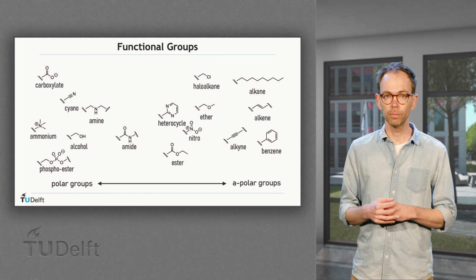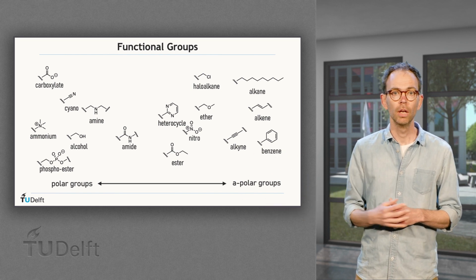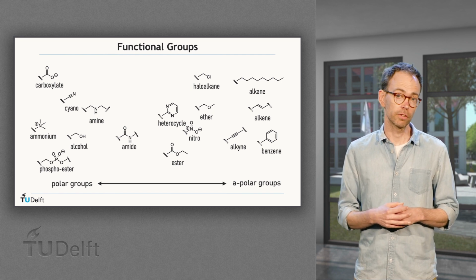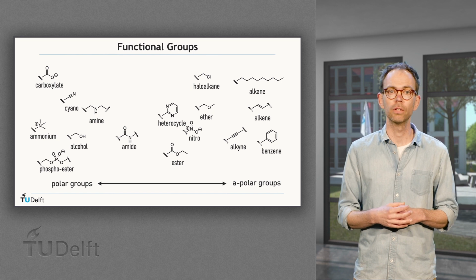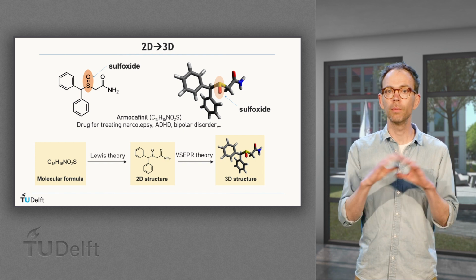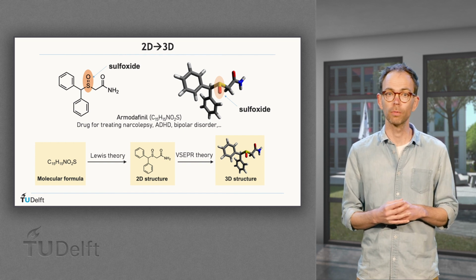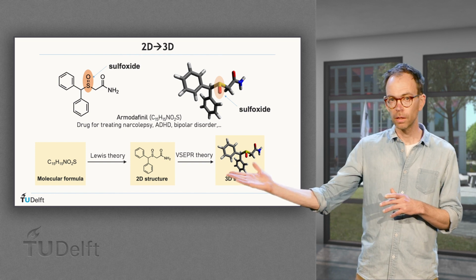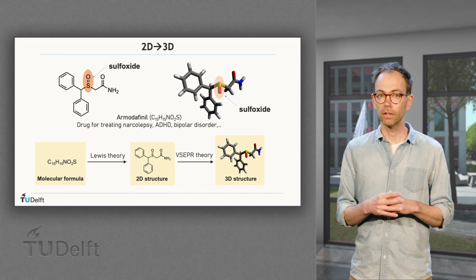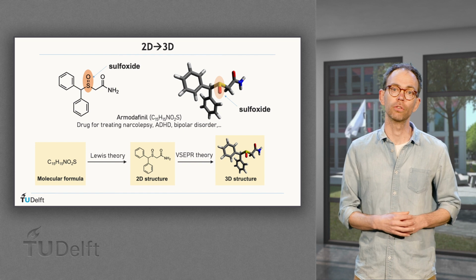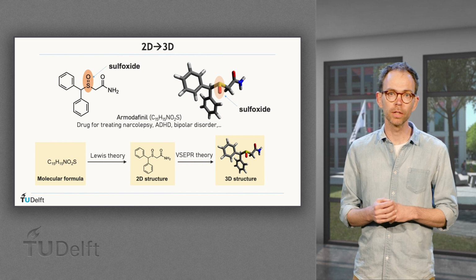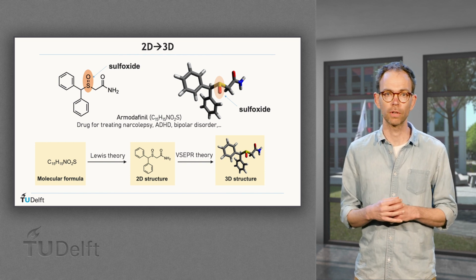On the other side of the spectrum are really apolar functional groups, such as alkanes, alkenes, and benzene groups. These are typically not charged and contain mostly hydrogen and carbon. Apart from functional groups, also the three-dimensional structure of a molecule is enormously important. Here's a drug that has a sulfoxide functional group in it. Here on the right is that same molecule, but now the three-dimensional structure. What you can see is that this sulfoxide has a very peculiar and a bit unexpected three-dimensional structure.